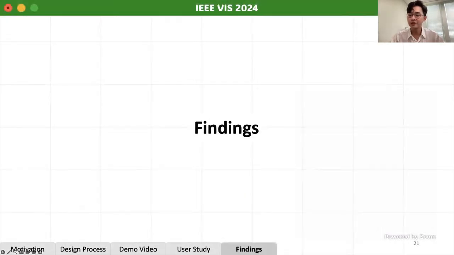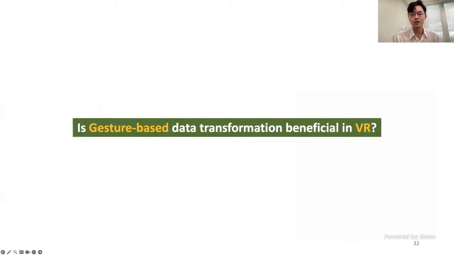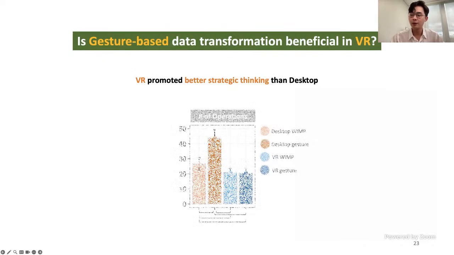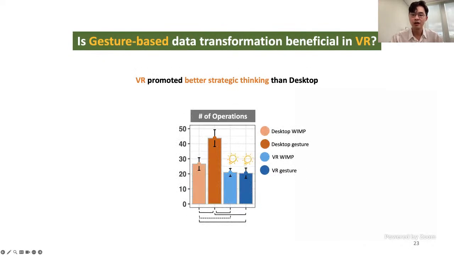So with this user study, we were able to answer our research question: is gesture-based data transformation beneficial in VR? And the answer we found out was yes. Because we found that VR helped participants to build better strategies. For example, in VR conditions, we observed participants were trying to think more rather than trying all operations to come up with the answers, which resulted in a fewer number of operations they performed to reach the answer.